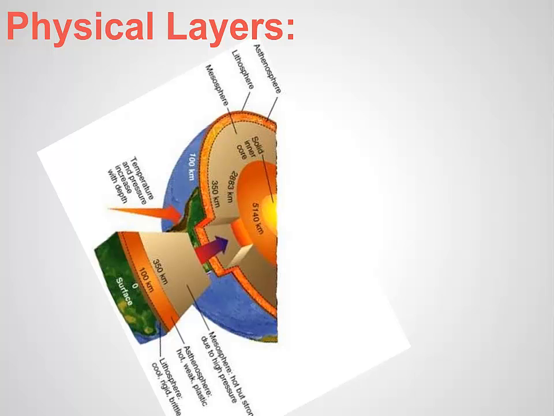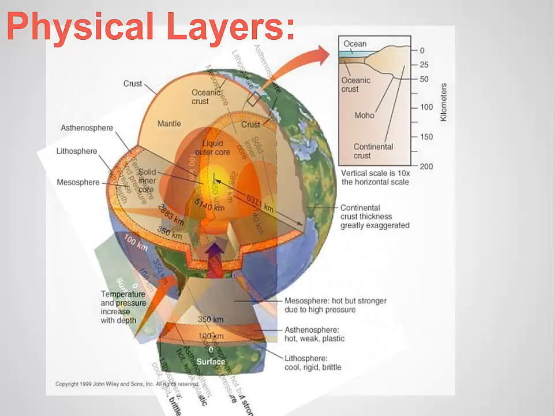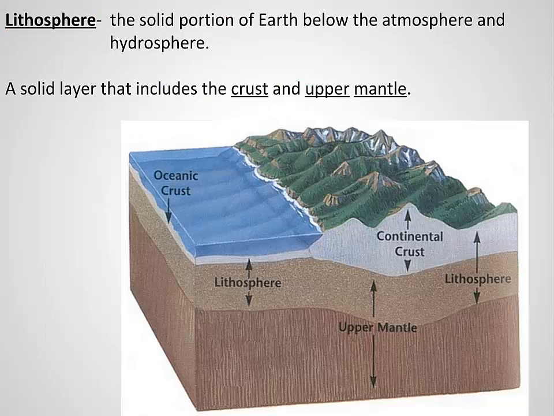So this would be whether they're solid, liquid, or gas. So after we do some spinning, we've got the lithosphere, which is comparable to the crust. It's the solid portion of the Earth. We don't differentiate between continental and oceanic lithosphere. We just call it the lithosphere.